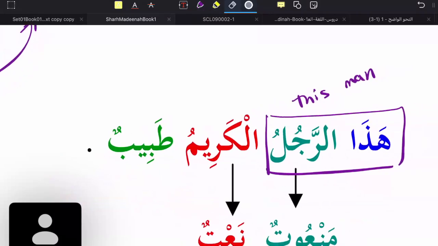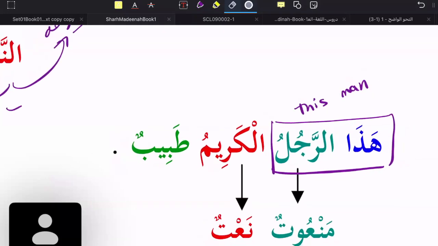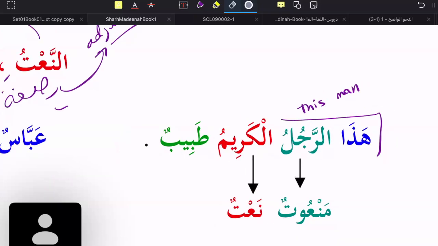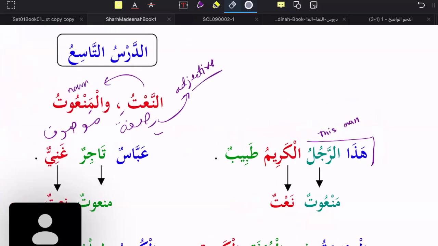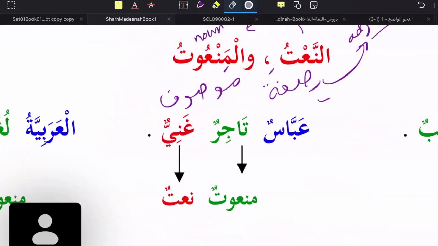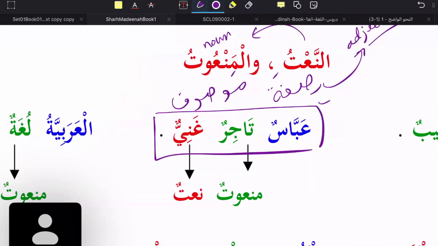But then we have al-karim. So we have هذا الرجل al-karim. And then we have طبيب. So if we read the whole thing, we have هذا الرجل الكريم طبيب. So before I explain what's going on here, honestly, this one is a little bit tricky. So I'll come back to this one a little bit later. We will maybe start with this example. This example seems a little bit more simple.